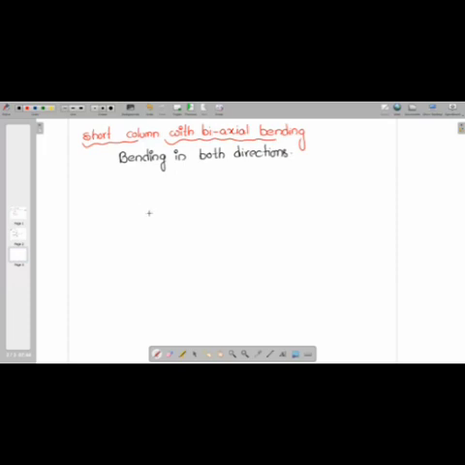Here, what I would like to tell you is (MUX upon MUX1) to the power alpha n plus (MUY upon MUY1) to the power alpha n should not be greater than 1.